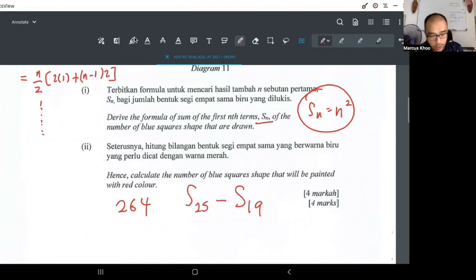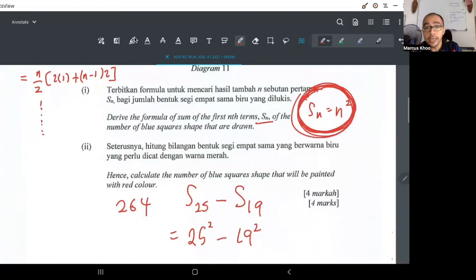So we have to subtract the first 19 so that we can get 20th to 25th. So S25 minus S19 will be 25 squared minus 19 squared. How do I know it is 25 squared, 19 squared? Because you already got the formula in the first question. So if n is 25, 25 squared minus 19 squared, you will get the answer 264. Compared to the just now question, this one is very easy, compared to number 13.